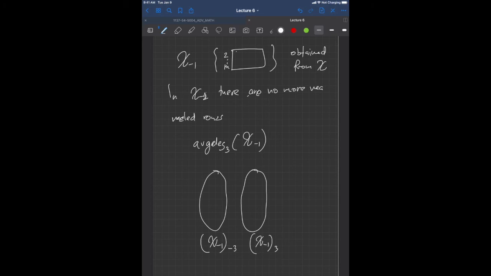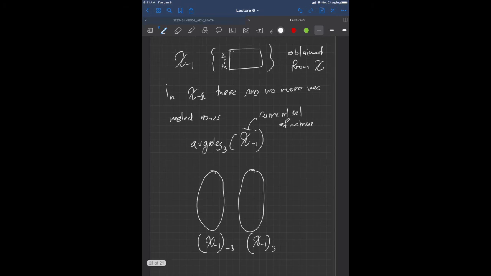It's similar to if we had defined these things for a general set of matrices; X minus 1 minus 3 and X minus 1 3 are very clear, right? So this set X minus 1 is the current set of matrices. They are partial matrices, but that's fine. From that set of matrices you remove row 3 and keep it on the left hand side. On the right hand side you have row 3.